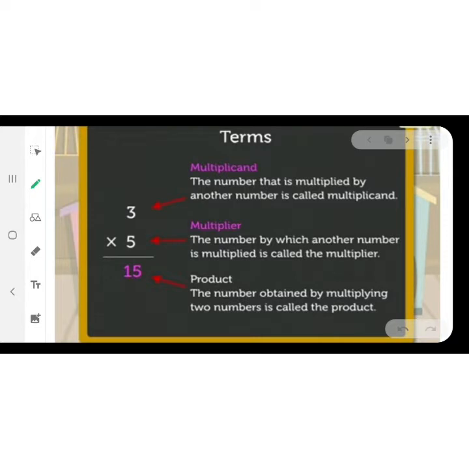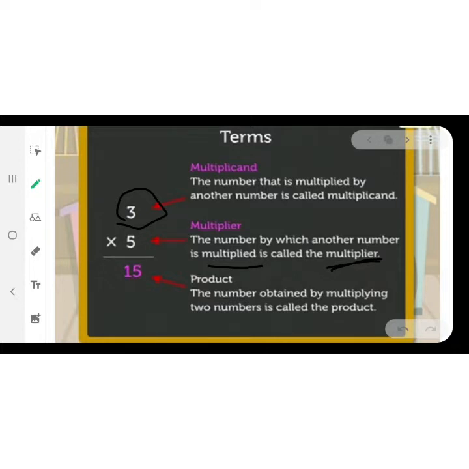Now a few terms are there which are related to multiplication. 3 specific numbers are there in the multiplication. First number which is written on the top is known as multiplicand. The number that is multiplied by another number is called multiplicand, and it is always written on the top. The next number which is written down, the number by which another number is multiplied, is called multiplier.